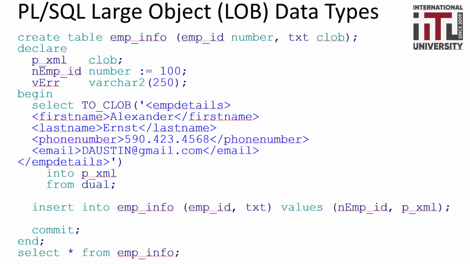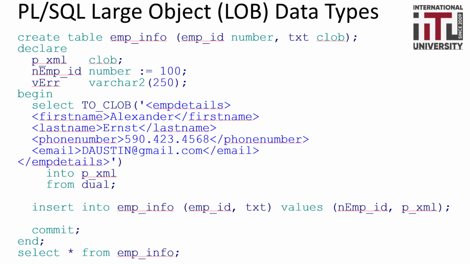First, we create a table called impinfo with an employee ID and a text field of type clob. Next, we declare variables. Here, pixel is a clob variable and numpid is a number. Inside the begin block, we create XML data as a large text string. This XML contains employee details such as first name, last name, phone number, and email.